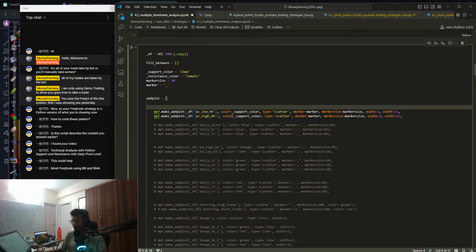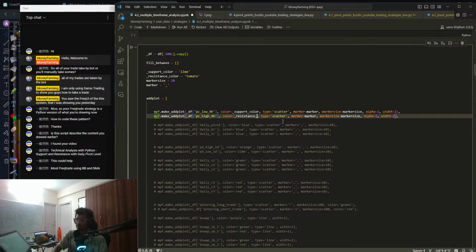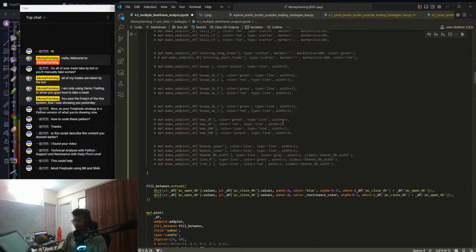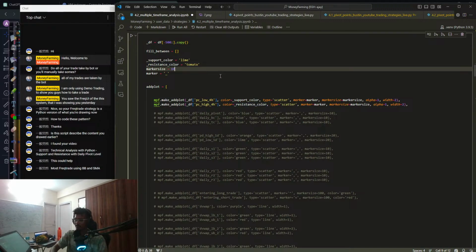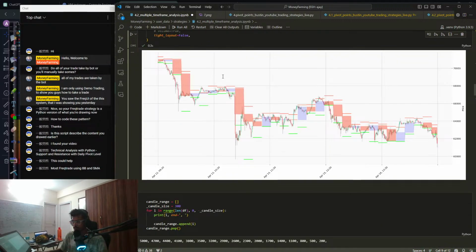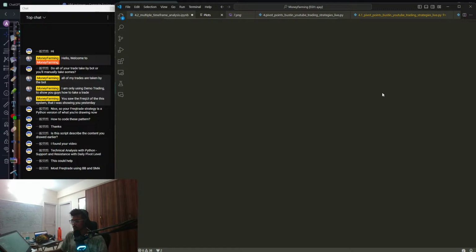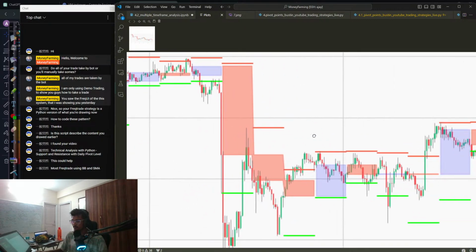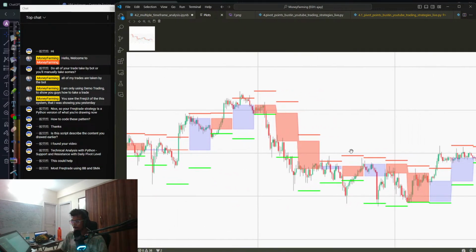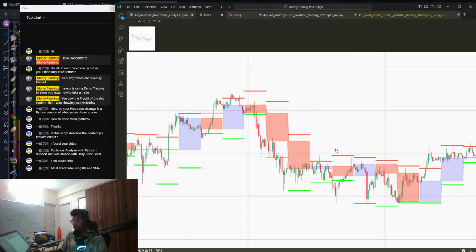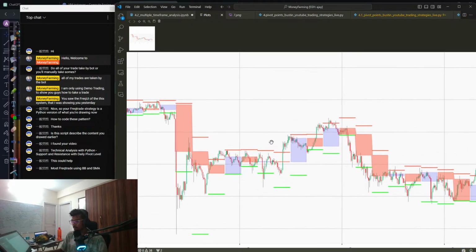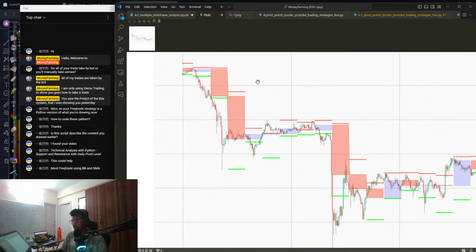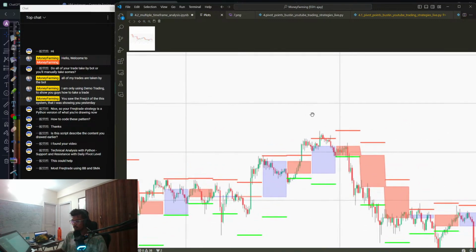So let me do this first. So high is my resistance color. See this? Hang on, I'm going to reduce the marker size to 10. And then we can see it. See? This is what I'm showing you guys. Combining 4-hour and all this stuff. So let's code it.